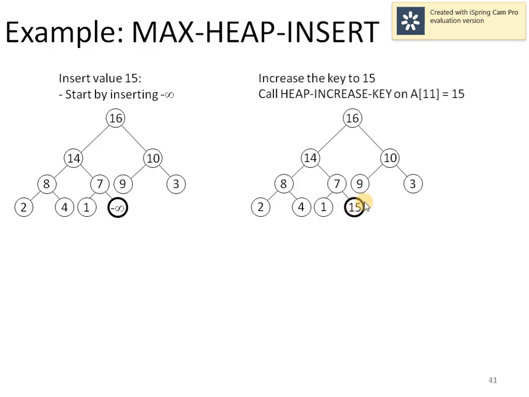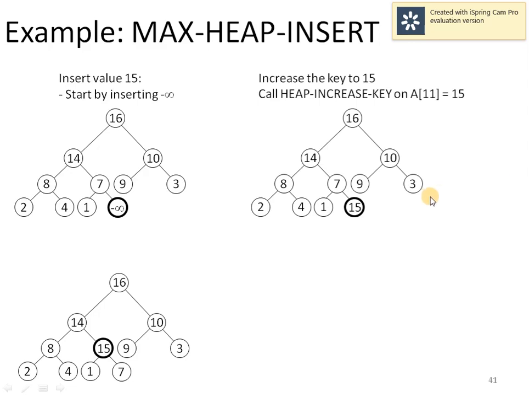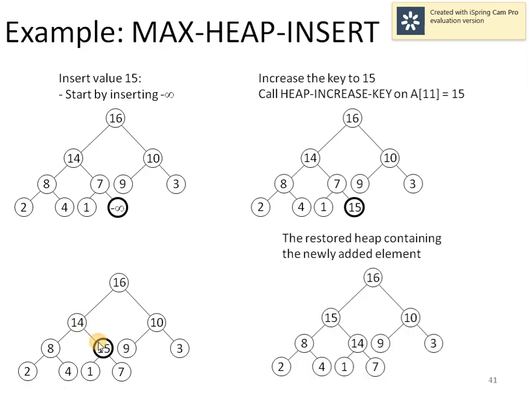Since this is the minimum value, it is less than 15, so we will replace this minus infinity with 15, and now as heap increase key gets executed, it will compare 15 and 7 first. 7 comes out to be less than 15, so exchange. Now the new parent of 15 comes out to be 14. 14 and 15 will be compared. Since 14 is less than 15, it's an exchange again, and finally 15 and 16 will be compared. So 16 is greater than 15. We have restored the heap property. So we will stop. So this is the execution of max heap insert.